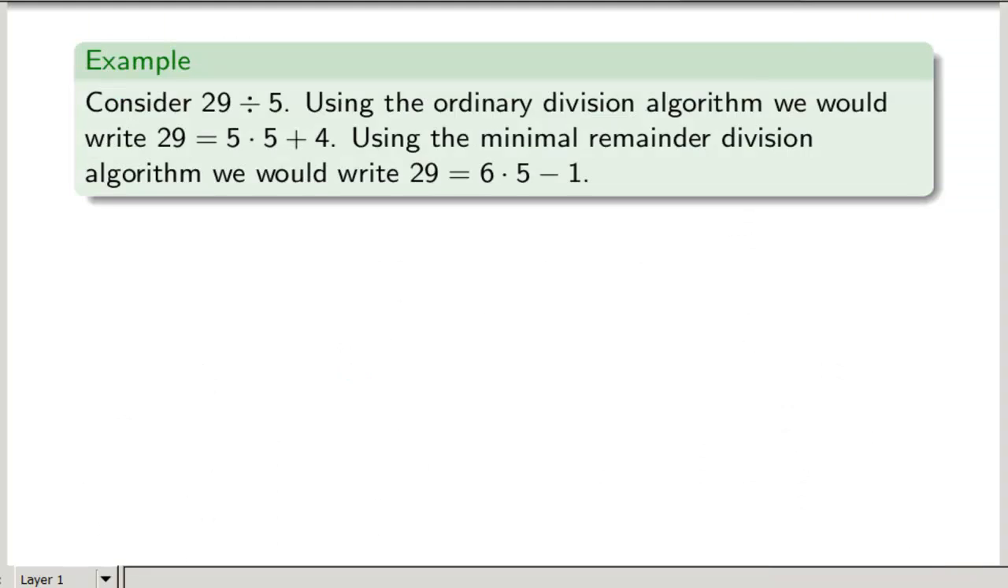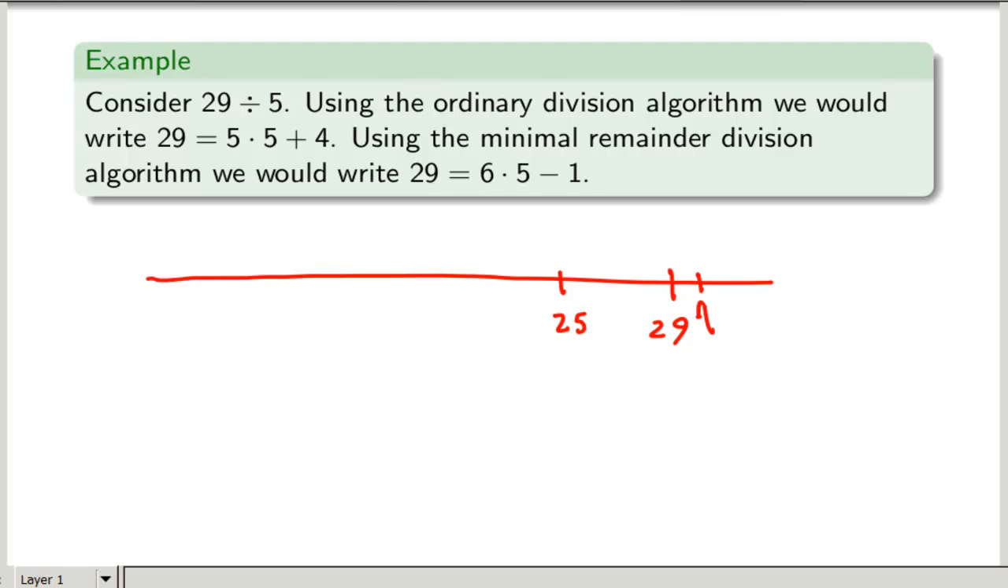So for comparison, let's just do an example. If I'm doing 29 divided by 5, then using the ordinary division algorithm, we would have 5 times 5 plus 4. So here's 29, and the biggest multiple of 5 smaller than it is 25. The next multiple of 5 is right here. So the ordinary algorithm has a remainder of 4. But if we want a minimal remainder, I would take 6 times 5 and then subtract 1. That comes out to 30.